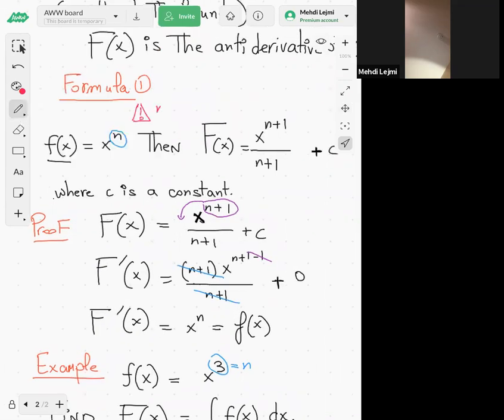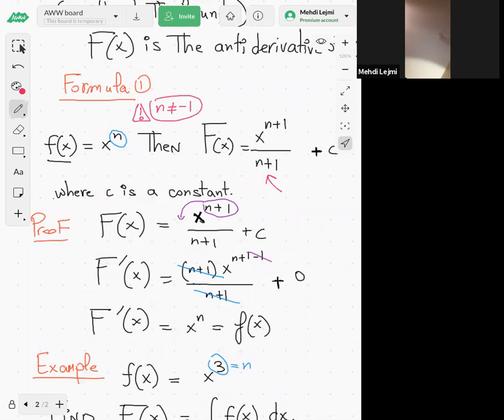n here is different from negative one, because if n is negative one, then negative one plus one is going to be zero, and we are not allowed to divide by zero. So this antiderivative, x to the power n plus one over n plus one, can be applied for any n different from negative one.